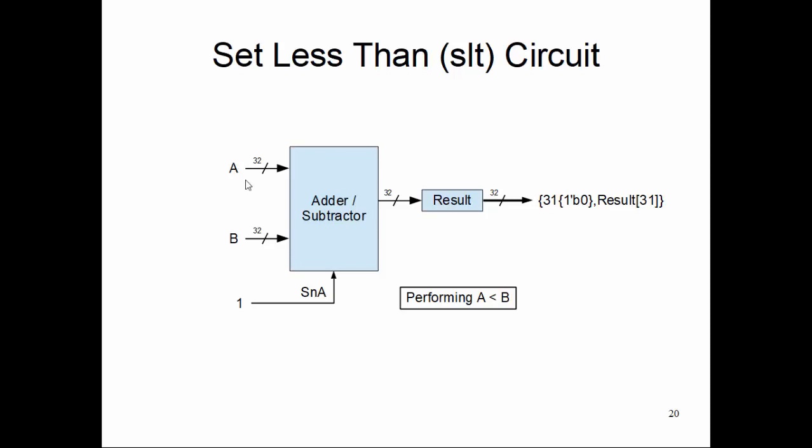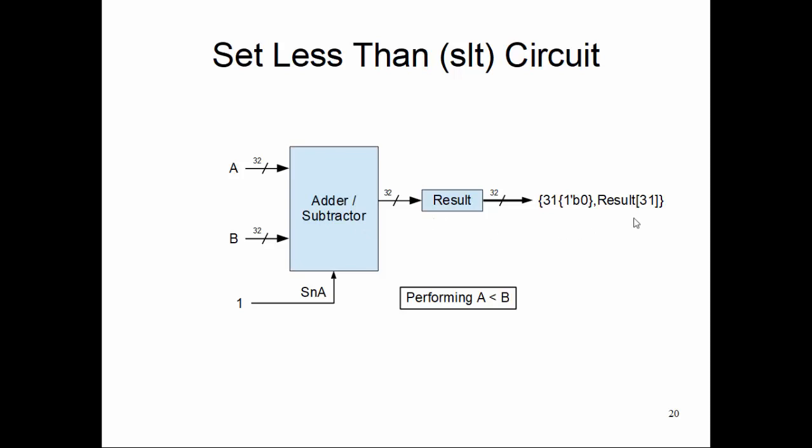Now A minus B, if A is less than B, it will give a negative number. Otherwise it will be non-negative, like 0 or positive. So that means whether it is a negative number or not, we can determine simply by the result's MSB. If it is 1, it is a negative number. If it is 0, it's not a negative number. And that we can reflect as my result.